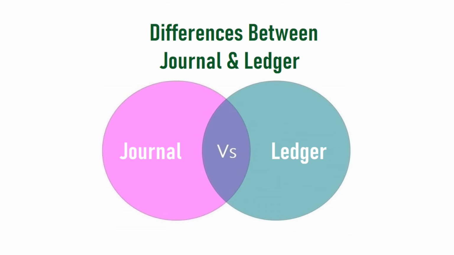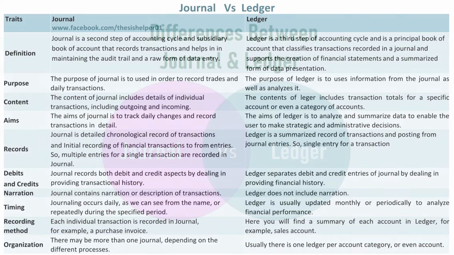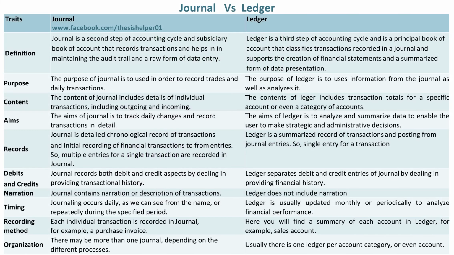Differences between journal and ledger. Journal versus ledger. Journal is the second step of the accounting cycle and a subsidiary book of account that records transactions and helps in maintaining the audit trail and a raw form of data entry.